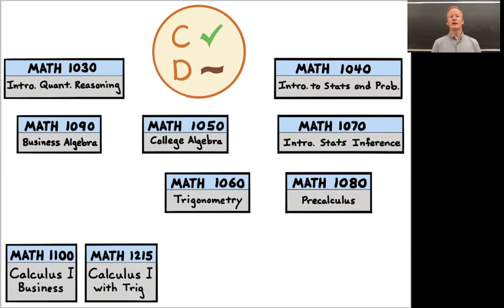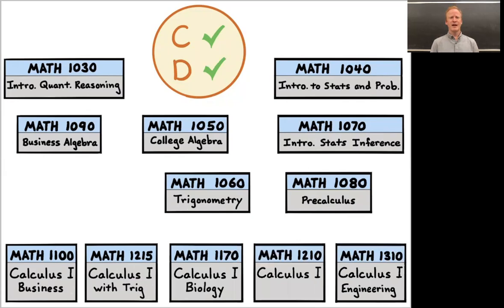And so maybe Math 1060, a trigonometry course, would be a great course. Maybe Math 1080 would be a great course. Math 1080 includes trigonometry in it. There's also 2 calculus courses that you could take, 1100 and 1215. Those are the 2 calculus courses we offer that don't require trigonometry. And so those would be great calculus courses to enroll in. And any course that you see on your screen here would be an excellent choice if you have that background.